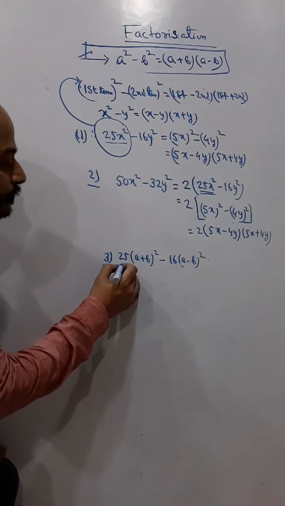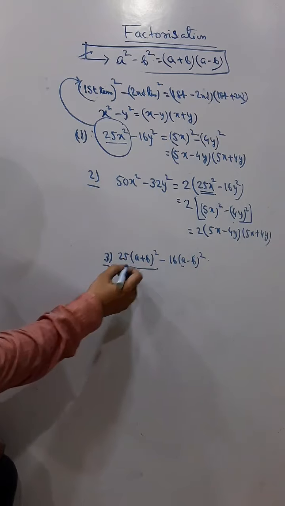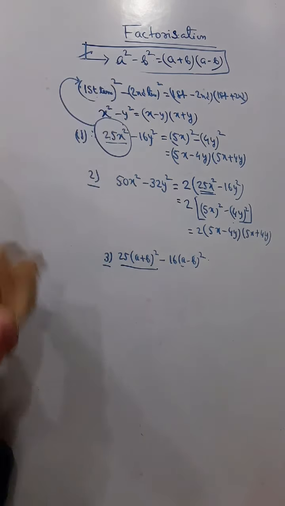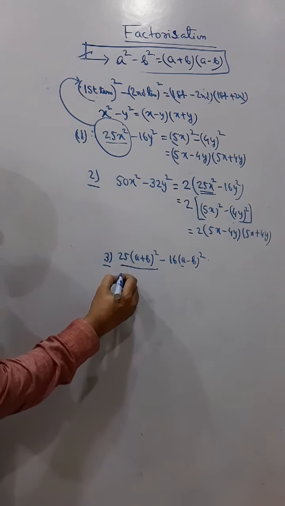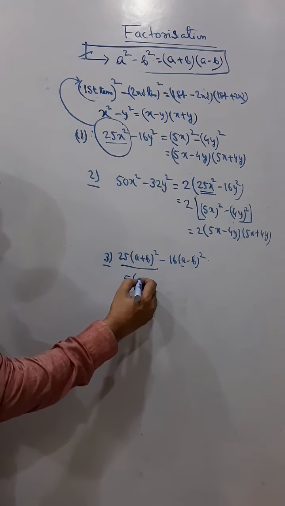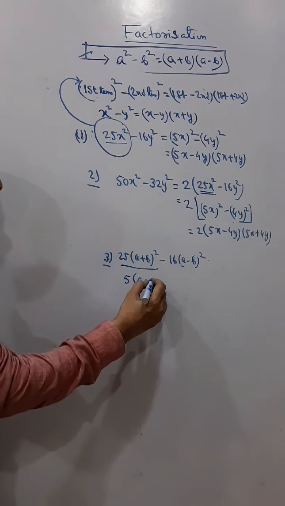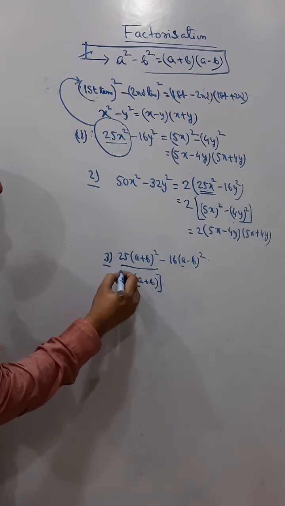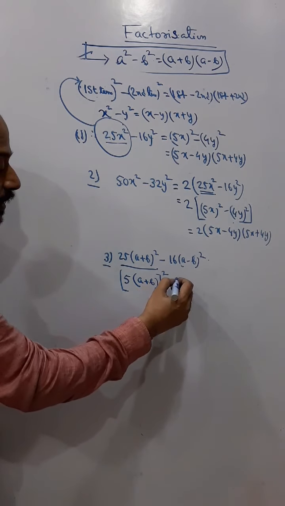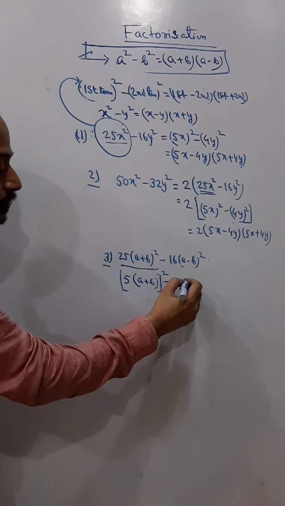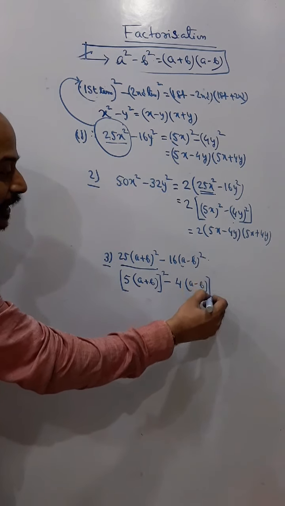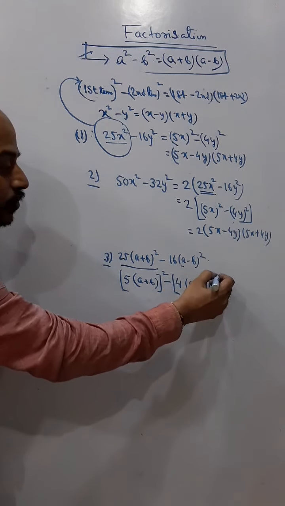So what I told you, first of all I have to convert the whole term into whole square first. So now this one, how can we write in terms of whole square? I can write it as 5 into a plus b, whole square. Again here also I can write 4 into a minus b and then whole square.